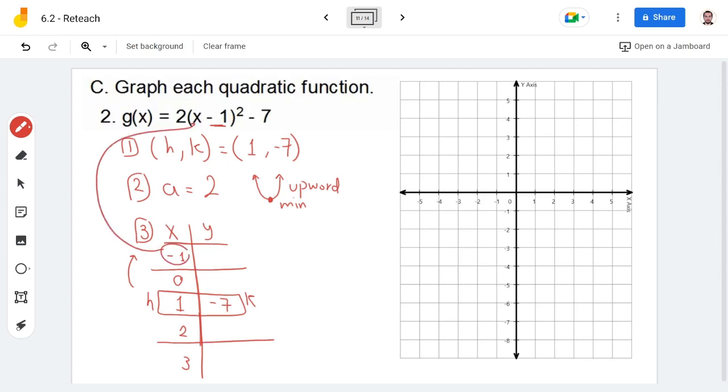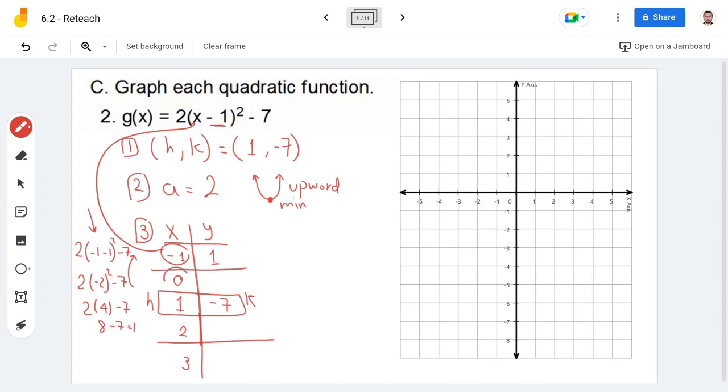So now let's do this one mentally. Take -1: 2 times (-1 minus 1) to the power of 2 minus 7. First of all, order of operations: finish the bracket, finish the power, then the others. So -1 minus 1 is -2, to the power of 2 minus 7. Now (-2) to the power of 2 equals 4. 2 times 4 is 8. 8 minus 7 is 1. So it's 1 here.